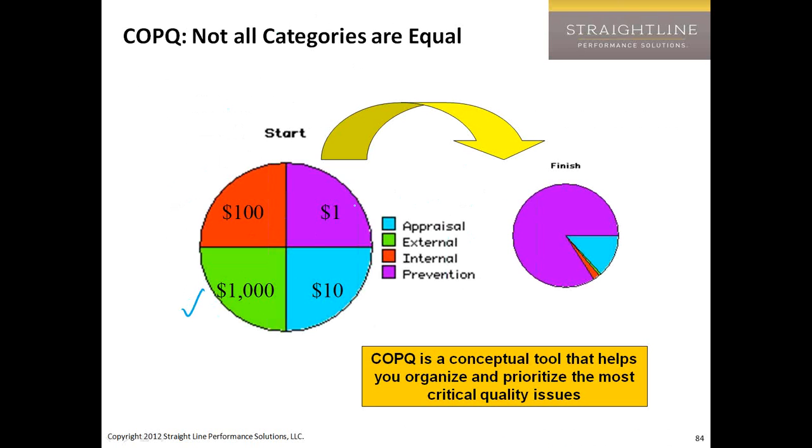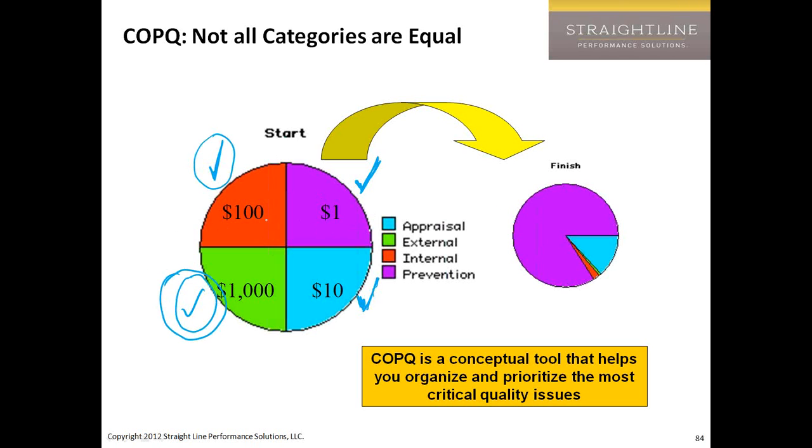Now, the idea is pretty simple. For every dollar that we spend in prevention, it's going to cost us $10 if we have to inspect that out. I'm sorry, I misspoke earlier. It's going to cost us $100 if we make a mistake and have to fix it, and it's going to cost us $1,000 if we didn't prevent it and it actually gets to the customer. Now, these are not exact mathematics or anything like that. This is just a conceptual tool.